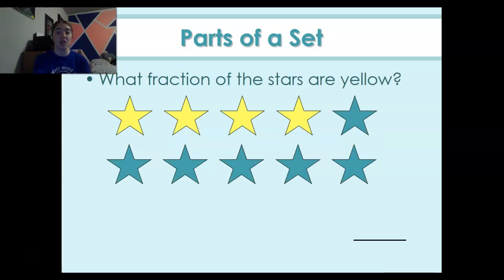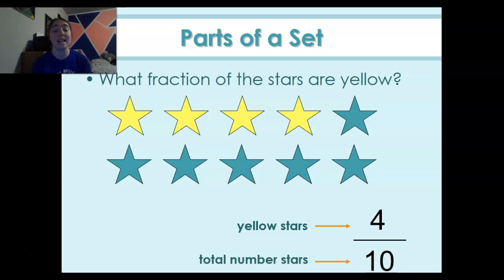What fraction of the stars are yellow? Pause the video and see if you can get this one on your own. All right, yellow stars, we have 4. And the total number of stars, we have 10. So we'd have 4/10 of the stars are yellow.